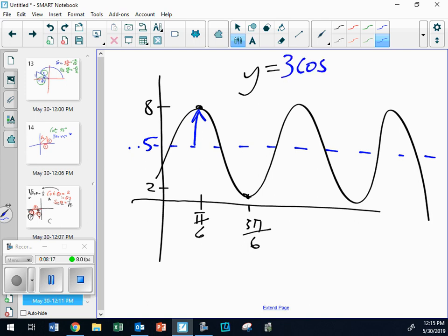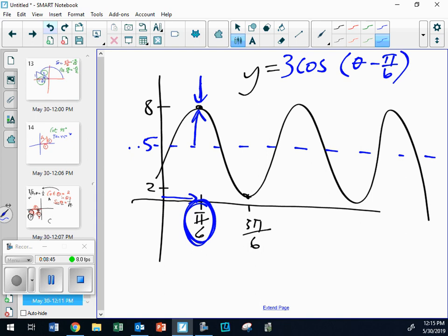Do you remember we always use cosine? 3 cosine. And why do we always use cosine? Because it's easy to tell how far it's been shifted. That peak should be here, but it's not because it's been shifted over. How far has it been shifted over? It's the x value of the first peak, so that goes here: pi over 6.